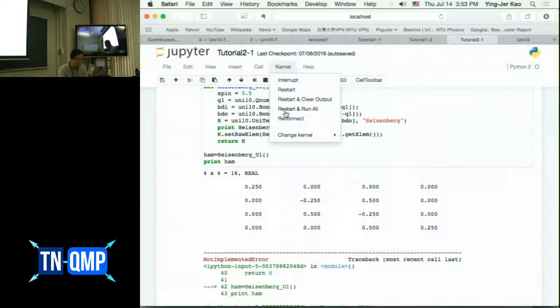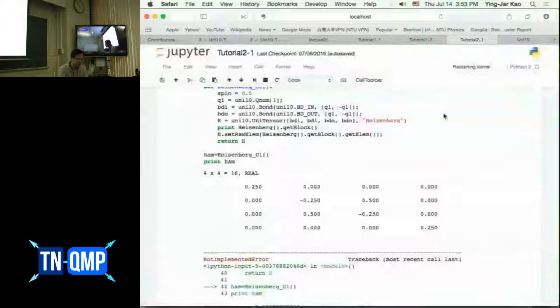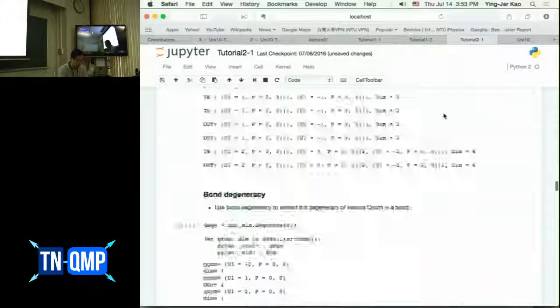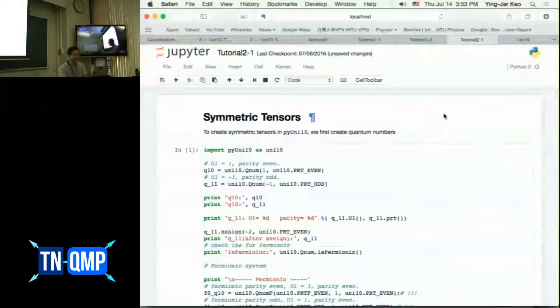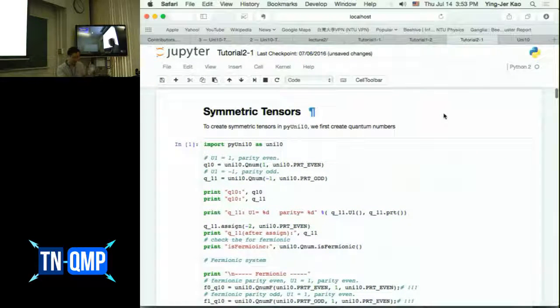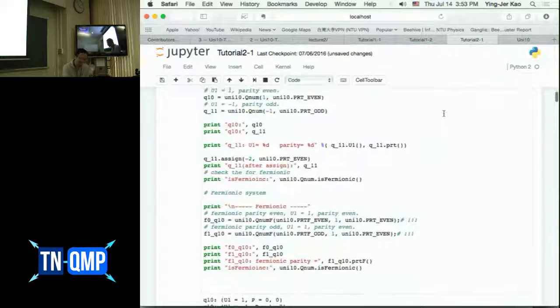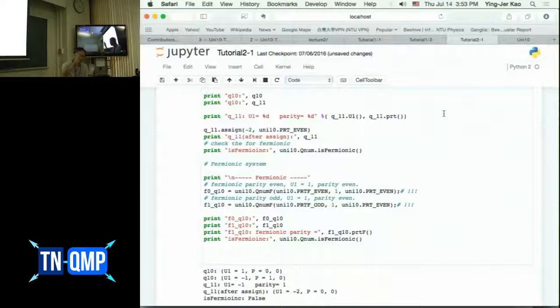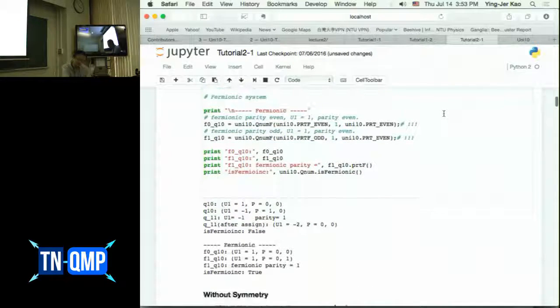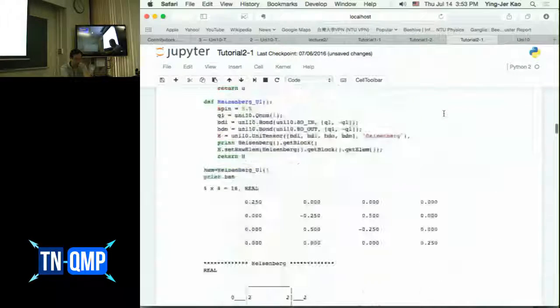Let's recompile it. Hopefully it works. I don't know what happened. I just downloaded PyUnit 10 because I wanted to check. It should be the same thing. So in the future, we hope we can put this on pip install, then it will be less troublesome. Okay, so it works now.